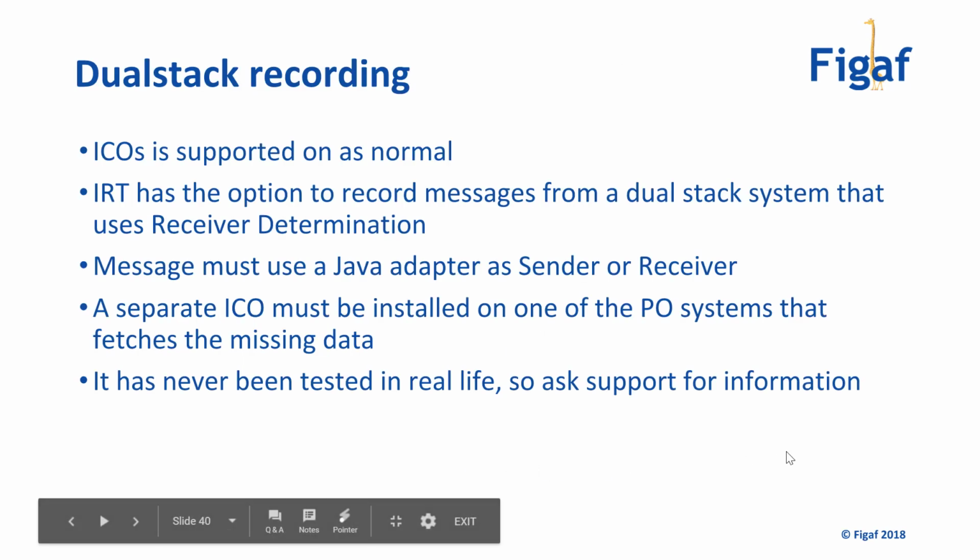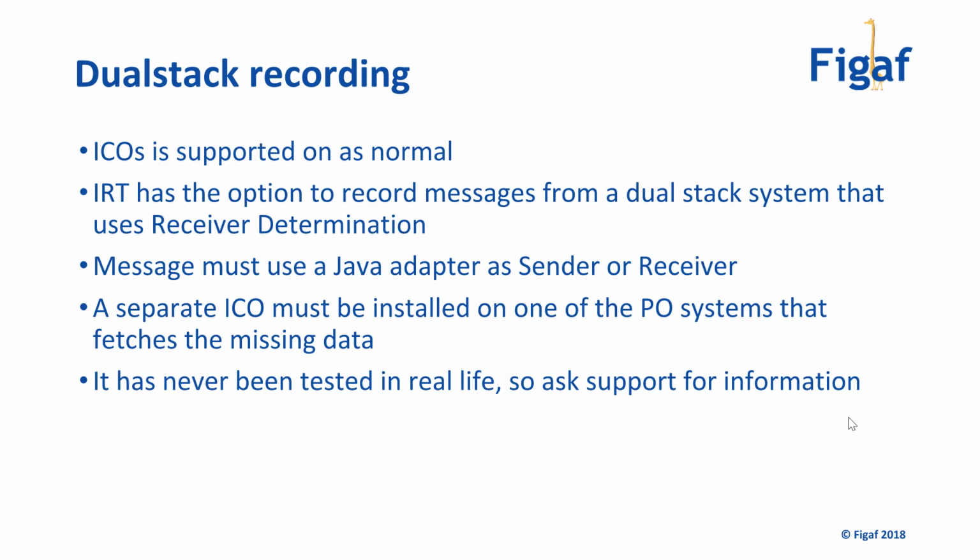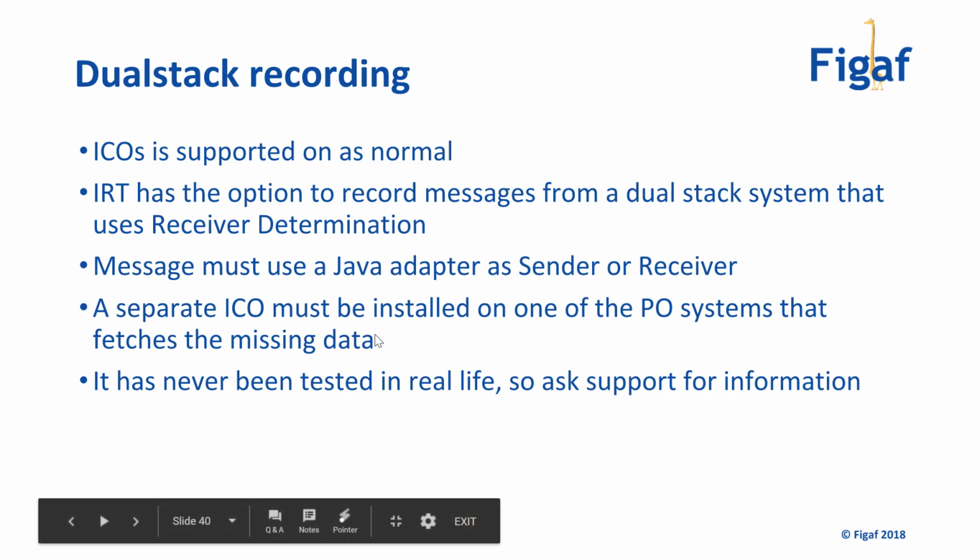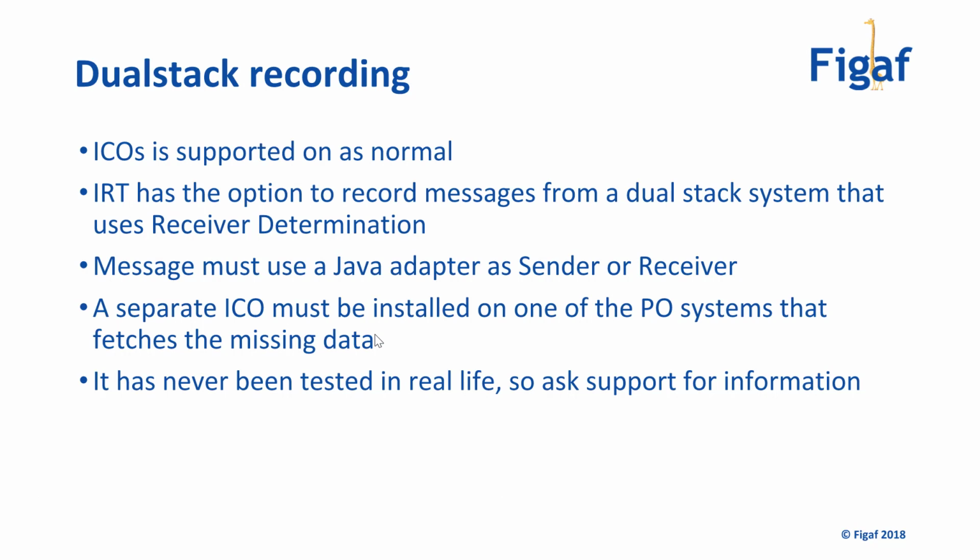Dual-stack recording. Dual-stack recording is supported as a normal recording, and this is if you have a receiver determination where it's using the ABAP system for something. So the message must be going through a Java adapter at some point, either at the receiver or the sender's side, and then you must do the recording in that specific case. And then we create a separate ICO. There's a guide on how you set this up, that is fetching the other message that is in this flow, getting the missing data, and then starting to use it.